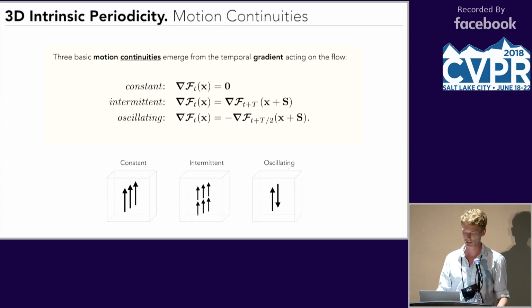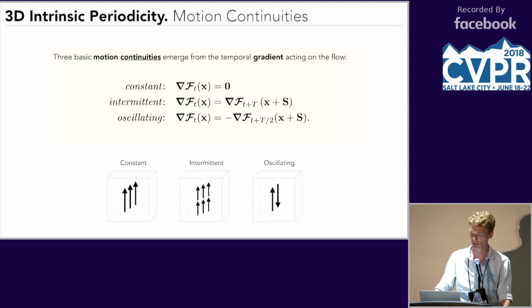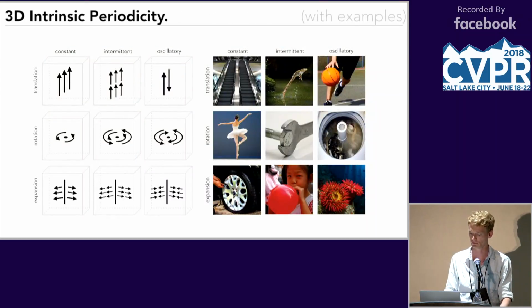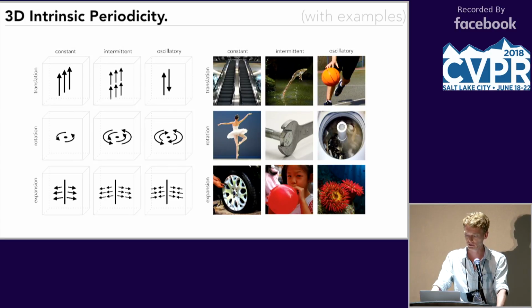And in a similar fashion, 3 periodic motion continuities emerge from the temporal dynamics, being constant, intermittent, and oscillating motion. Together, these motion types and motion continuities organize in a table of 9 fundamental cases of periodicity. Here we present the abstractions of their flow field and the corresponding real-world examples. For the intermittent and oscillating case, the periodicity is intrinsic in the temporal dynamics, whereas for constant motion to appear as periodic, a repetitive appearance is required.